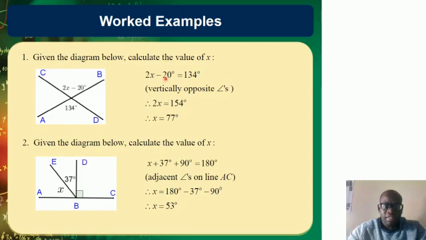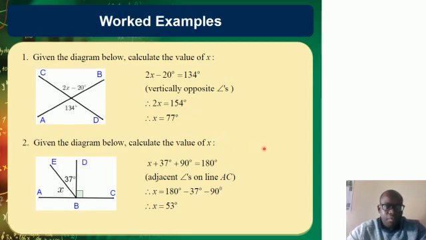Minus 20 degrees comes this side, becomes positive 20. You add 134, you get 154. Bring down 2x. You need to remember what 2x is. It's a product of 2 and x. So what is x? Which number do I multiply by 2 to get 154 degrees? Obviously, it is half of 154, which is 77 degrees, or you divide both sides by 2.